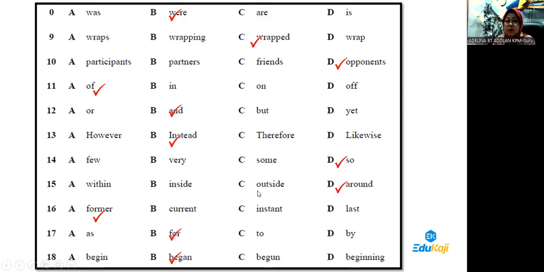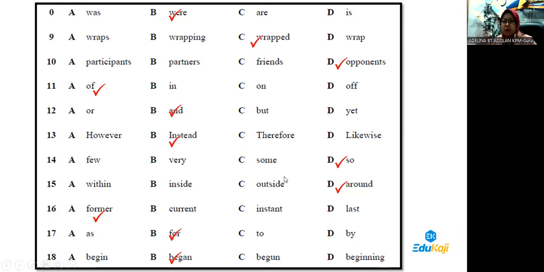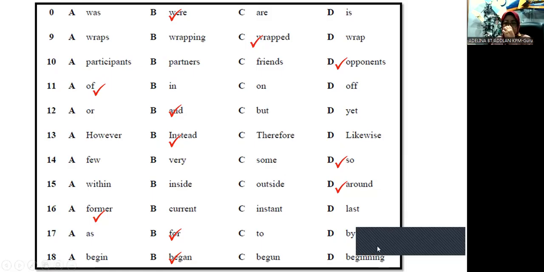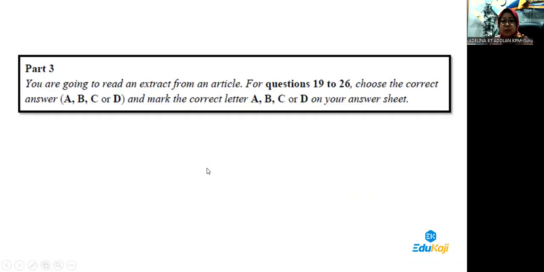Okay, so if you were to compare the previous papers that we have discussed, you can see that some questions will be testing students a lot on grammar. Some questions will be testing students a lot on vocabulary. So there are many kinds of questions that can be asked in part 2. Okay, all right. Let's go to part 3.